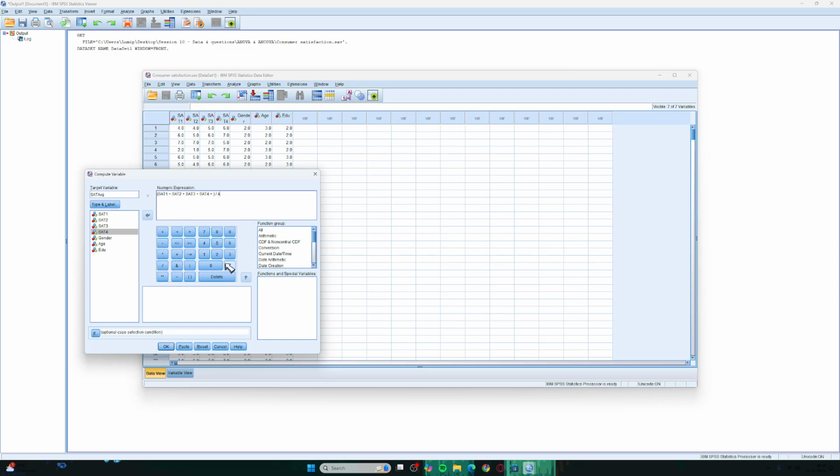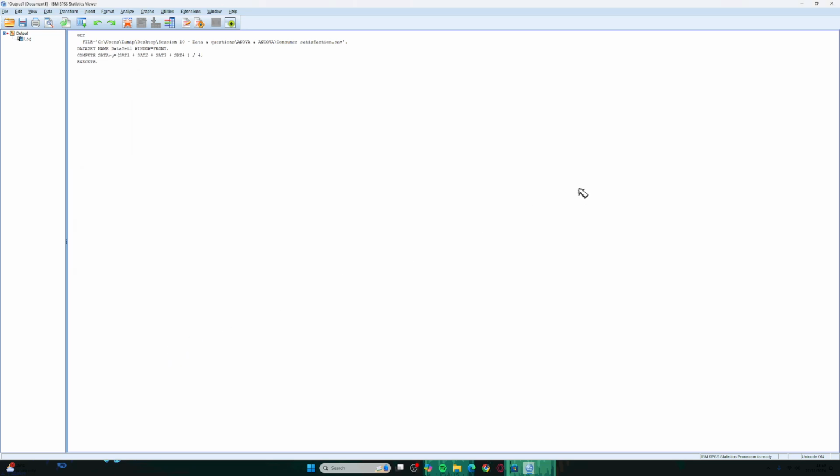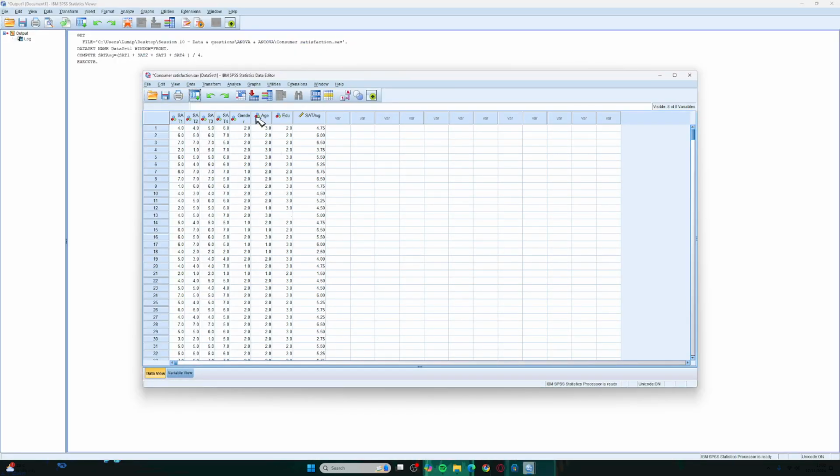Divide them by 4 and press OK. A little mistake there. Press OK. Right, from now on we'll have a variable known as SAT average. Okay, let's answer the questions.